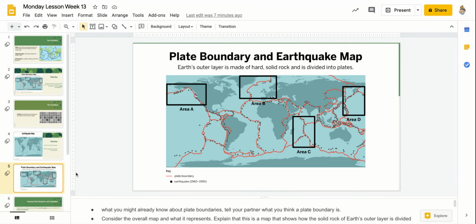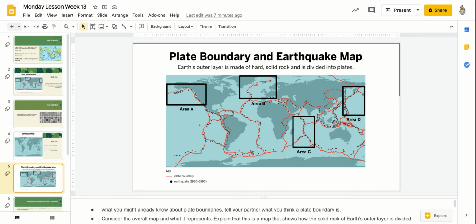When you look at the plate boundary and earthquake map, I want you guys to be thinking about what these black dots represent. Look at the key to figure out what those black dots represent. Think about what this red line represents. What does this red line represent? Do you notice a pattern that's going on at the red line?